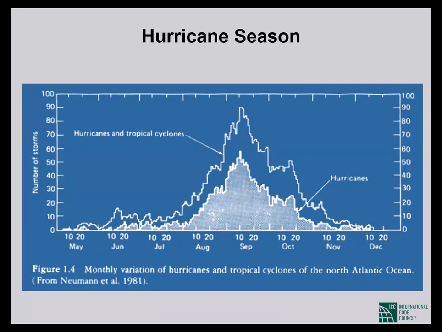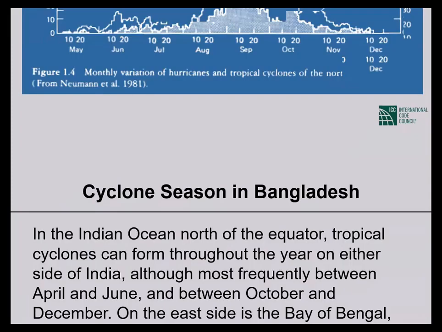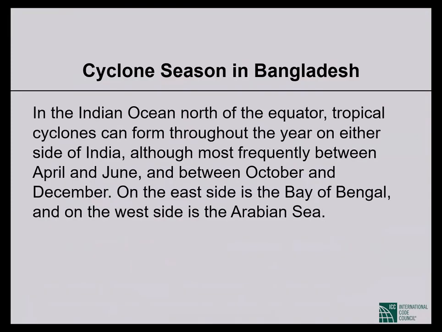It is not that hurricanes don't happen outside of that, but that's very rare. The hurricane season or the cyclone season in Bangladesh, which is obviously way on the other side of the Atlantic, in the Indian Ocean and beyond, is reversed. In the Indian Ocean, north of the equator, where Bangladesh is, tropical cyclones can form throughout the year on either side of India. Although most frequently, this is the important part, between April and June.